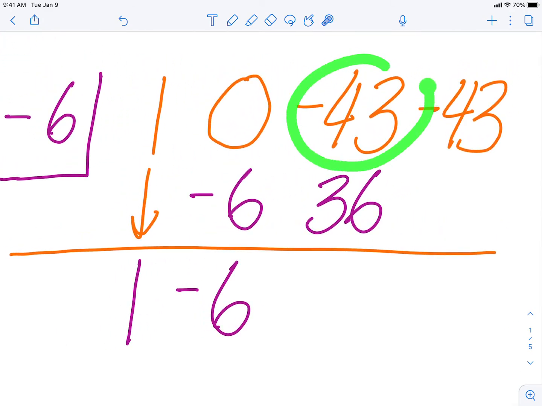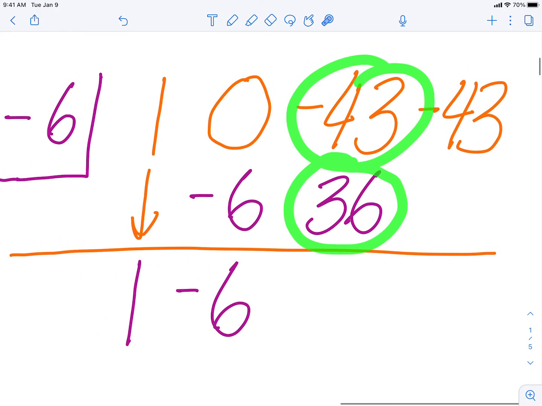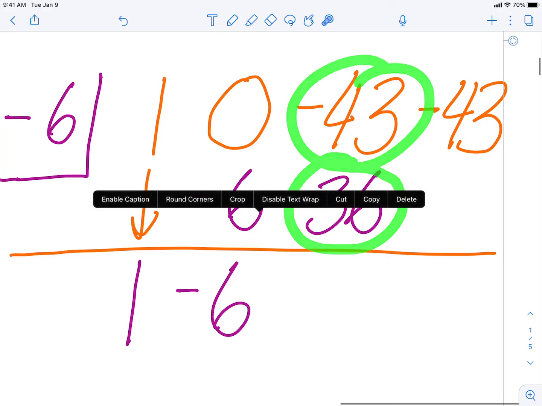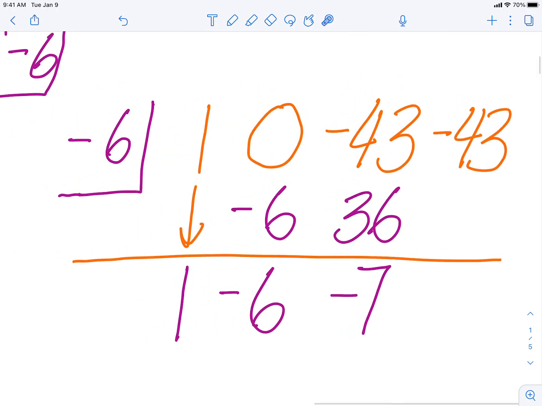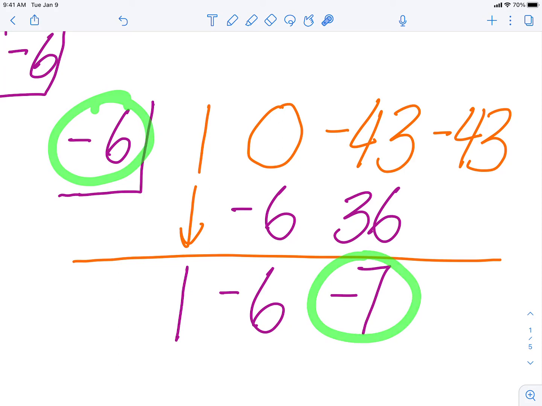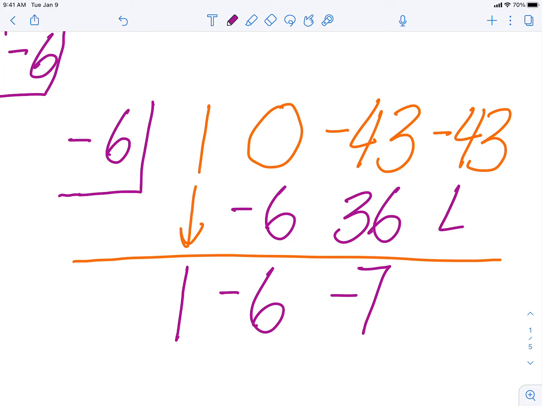A negative 43 and a positive 36, they're not the same sign, so I got to subtract. 43 minus 36 is 7. Okay, 7, and it's a negative 7 because 43 is bigger. Okay. Next, negative 6 times negative 7 is a positive 42. So I'm going to put 42 right there.